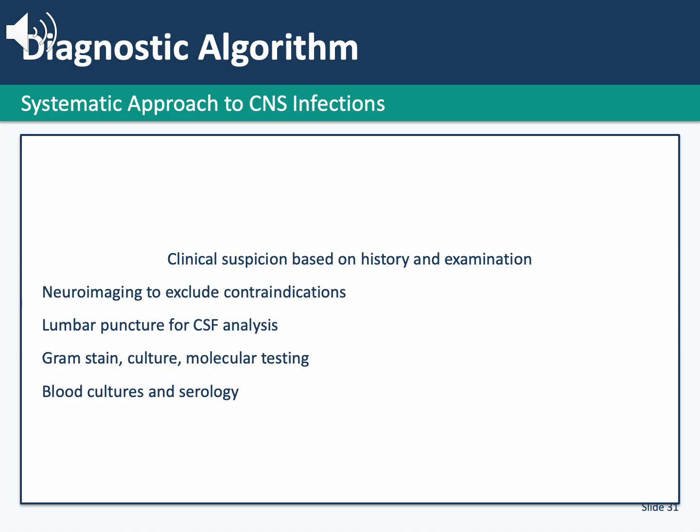Molecular testing with multiplex PCR should be performed for rapid pathogen identification. Blood cultures should be obtained in patients with suspected bacterial meningitis. Serology may be useful for certain viral pathogens. Empiric antimicrobial therapy should be initiated promptly based on clinical suspicion. Definitive therapy is guided by culture results and antimicrobial susceptibility testing.